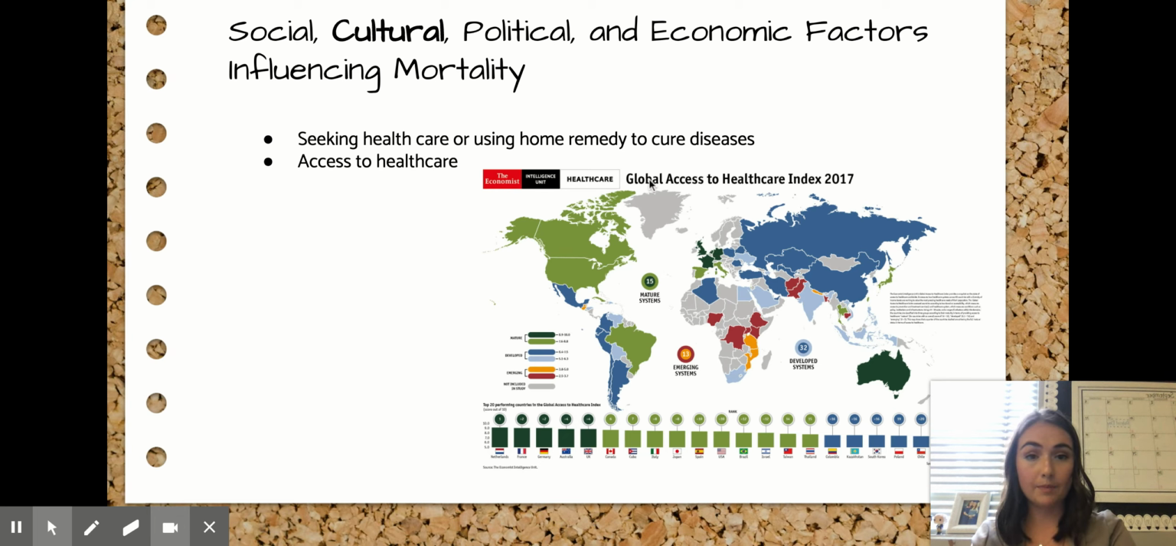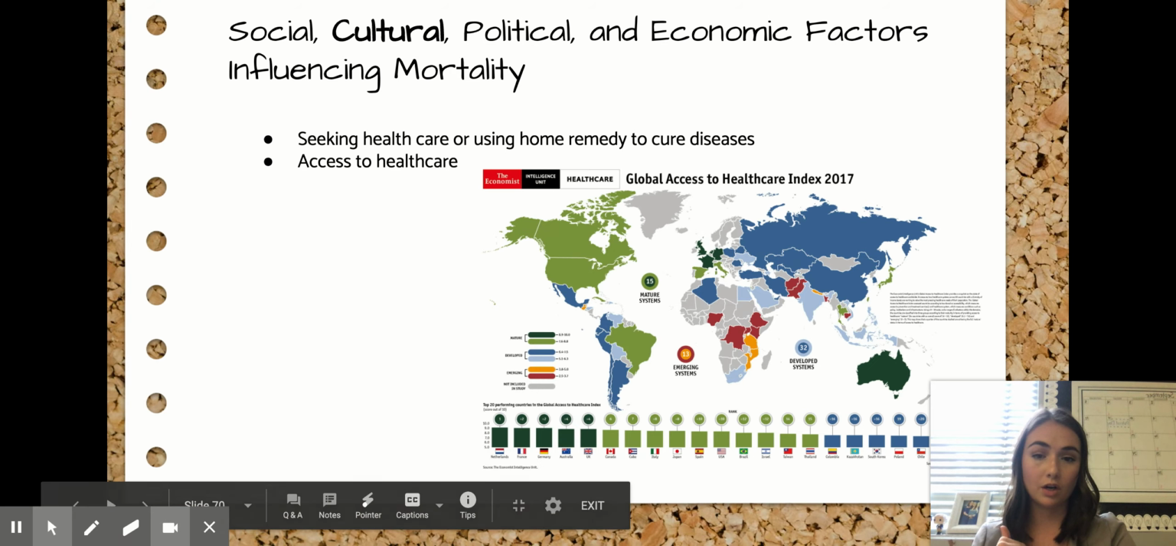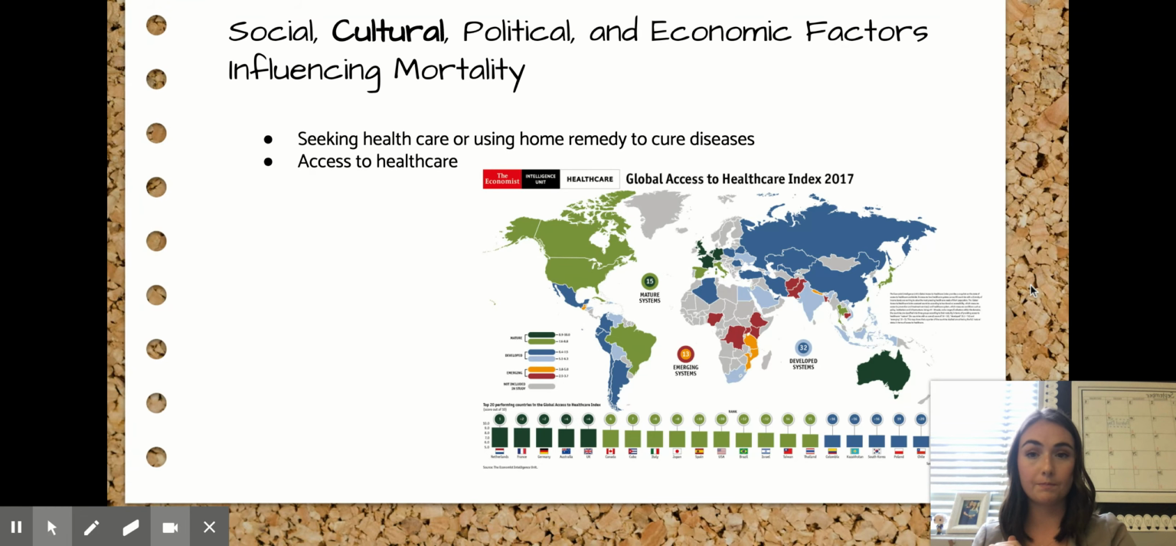So this is the map, global access to healthcare from 2017. The green countries are labeled as mature, so mature systems, like good healthcare systems, ready to go, accepting lots of people. And then you can see the blue, and then it goes down to orange and red, which are emerging systems and then developing systems of healthcare.